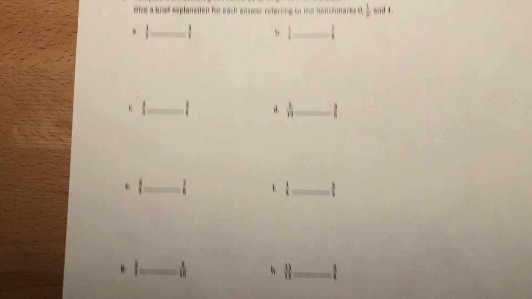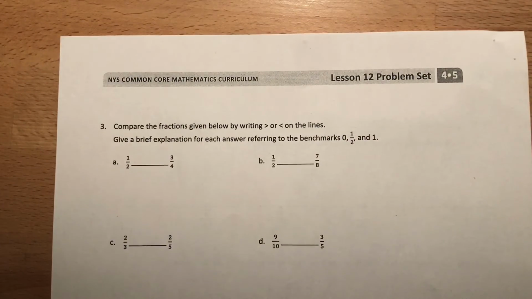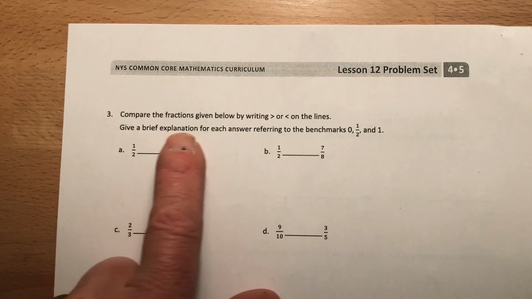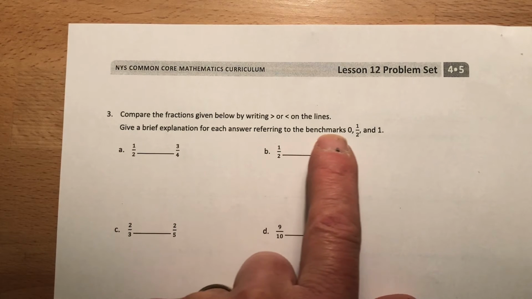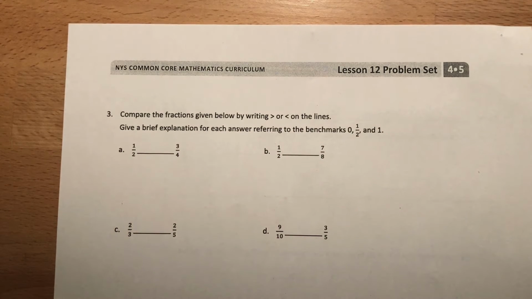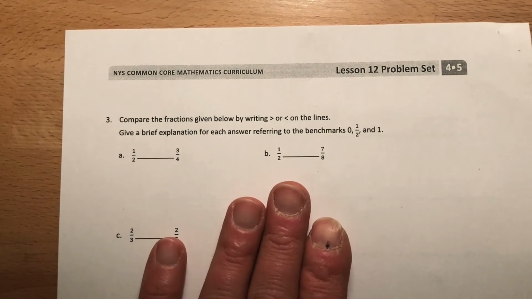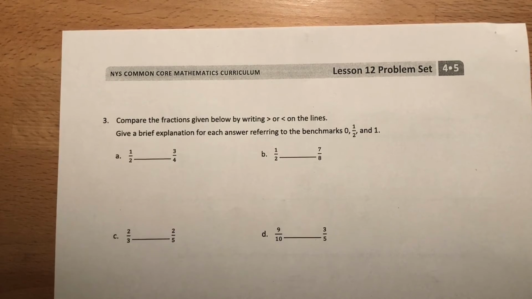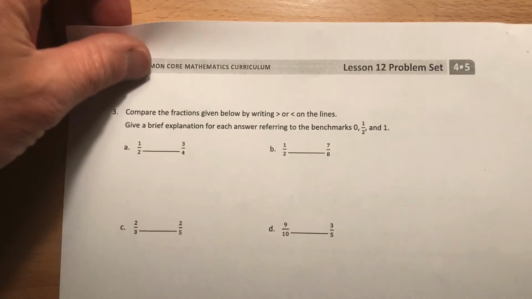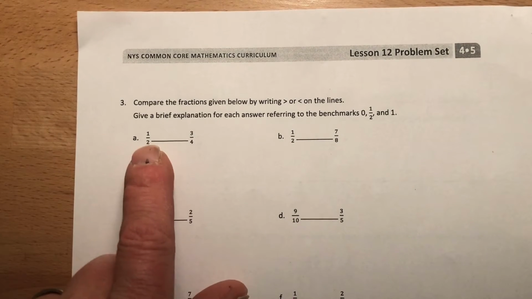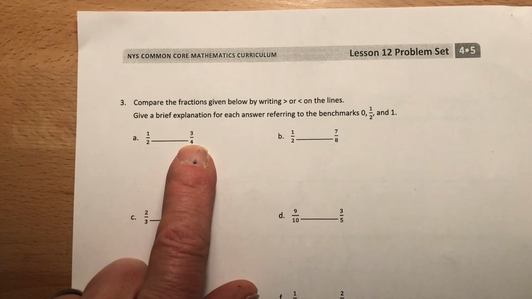Okay. So here is compare the fractions given below by writing greater than, less than on the lines. Give a brief explanation for each referring to the benchmarks of 0, 1/2, and 1. Okay? So I'm not going to write down all my explanations here. What we're going to do is you guys are going to discuss this as a class if you need to. So we're going to notice here 1/2 and 3/4.